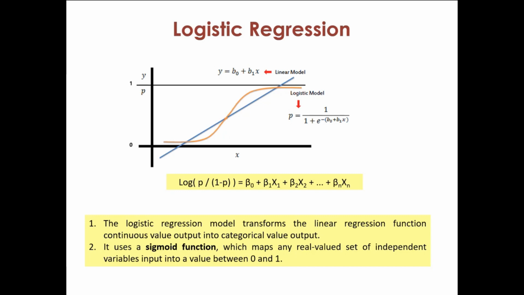So we use log for that purpose. We are converting the linear readings into a curve. This formula shows how a linear shape can be turned into a sigmoid shape using log. The logistic regression model transforms the linear regression function's continuous value output into categorical value output. It uses a sigmoid function which maps any real-valued set of independent variable input into a value between 0 and 1.